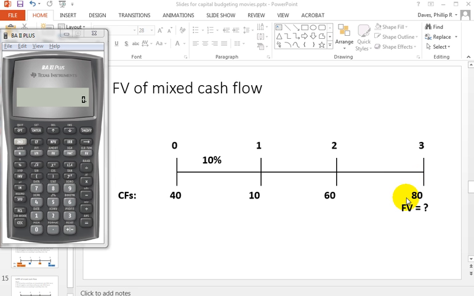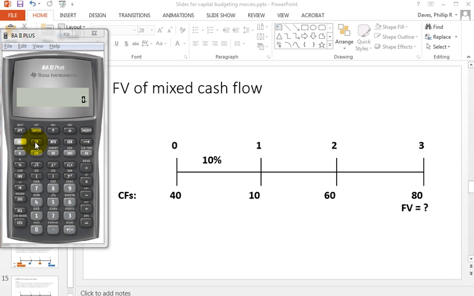The first step, because we don't really have a net future value button, is to calculate the net present value of all of these cash flows. So we're going to drag all of these cash flows back to time 0 using present values, and then we're going to take whatever that summary number is and we're going to move it all the way up to period 3 using a future value. So let me show you how we do this.